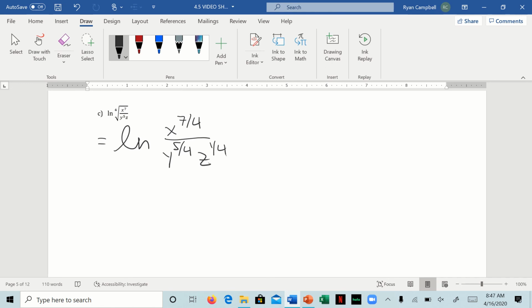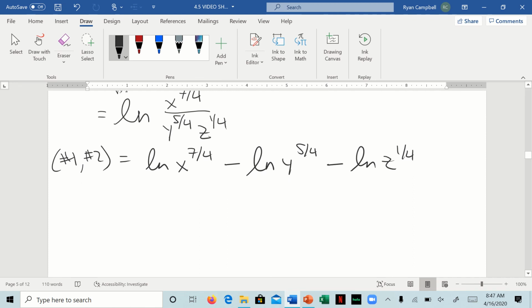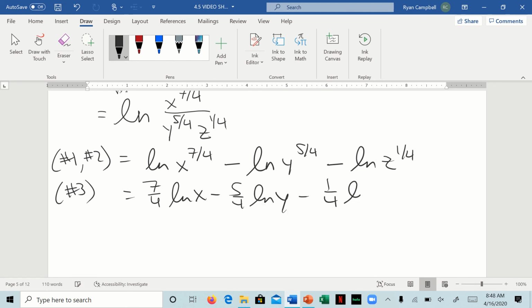All right, and then we just do what we did, right? So we can do number 1 and number 2 at the same time. Everything on the top is positive, everything on the bottom is negative. So natural log positive natural log of x to the 7/4 minus natural log of y to the 5/4 minus natural log of z to the 1/4, because both of those are in the bottom. And then you can just bring out all of the exponents. So 7/4 natural log of x minus 5/4 natural log of y minus 1/4 natural log of z.